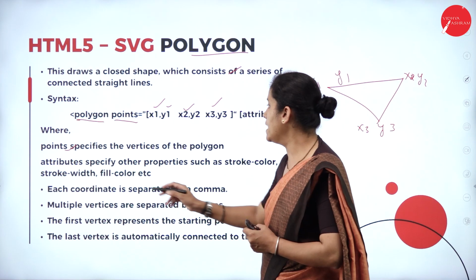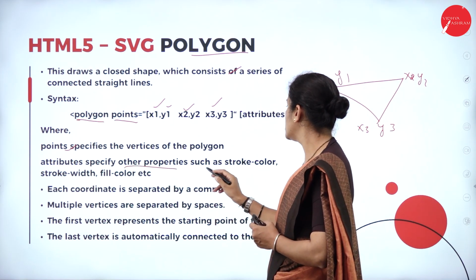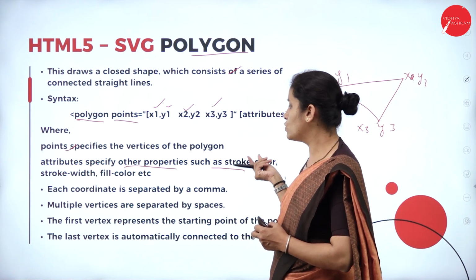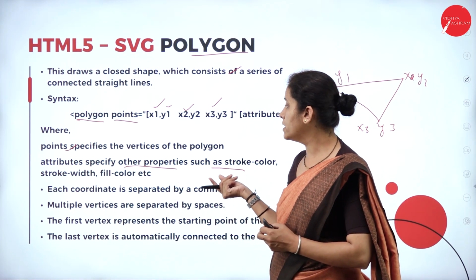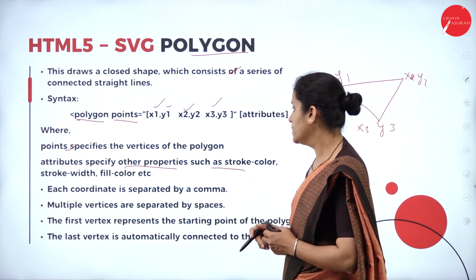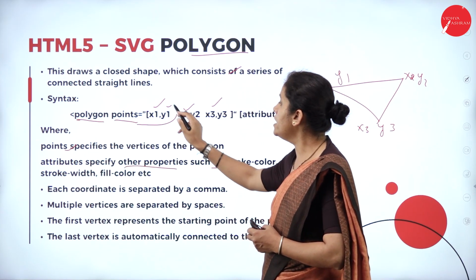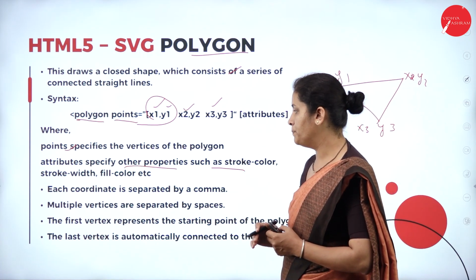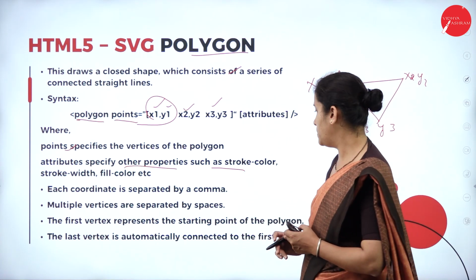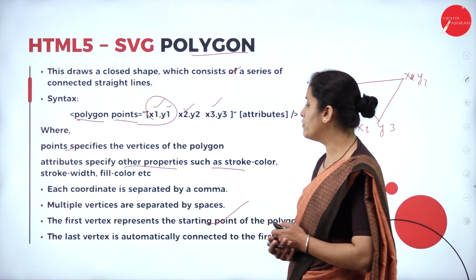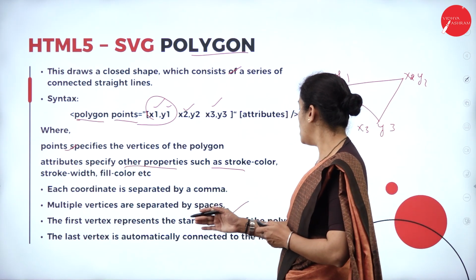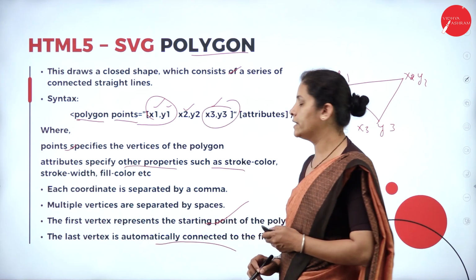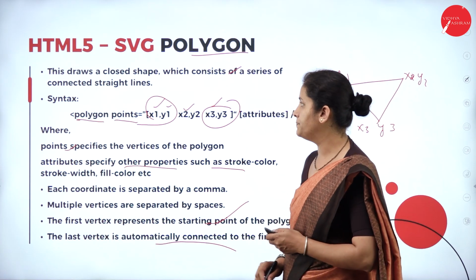Attributes specify other properties such as stroke color. You can have properties like stroke color, stroke width, fill color, etc. Each coordinate pair is separated by a comma. The first vertex represents the starting point of the polygon, and the last vertex is automatically connected to the first vertex.